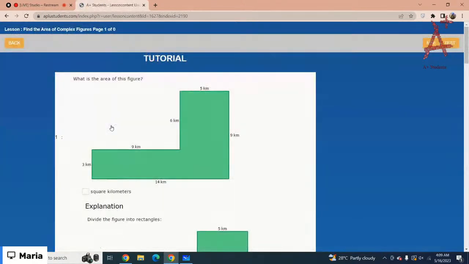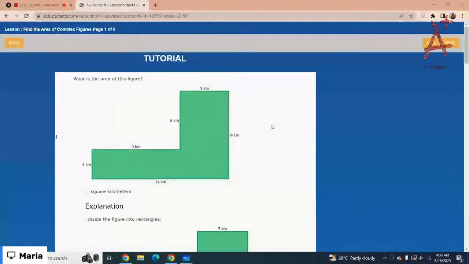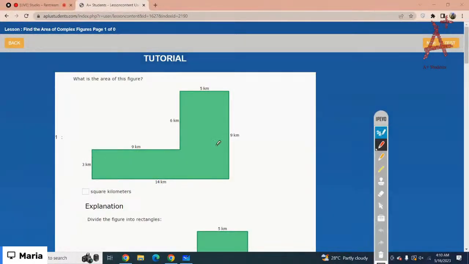How do we calculate the area of the figure? We have to divide it into figures. Like you can see, if I can make a line here, I can divide it into two parts. This one is the first one and this one is the second one. They both are rectangles.